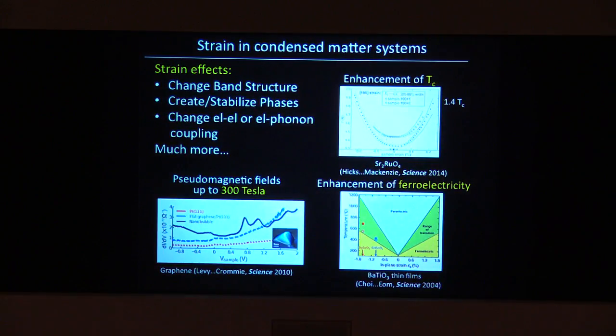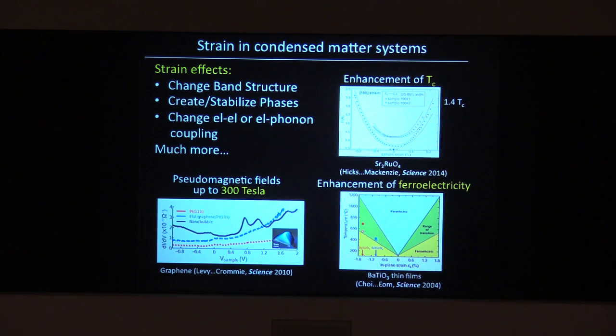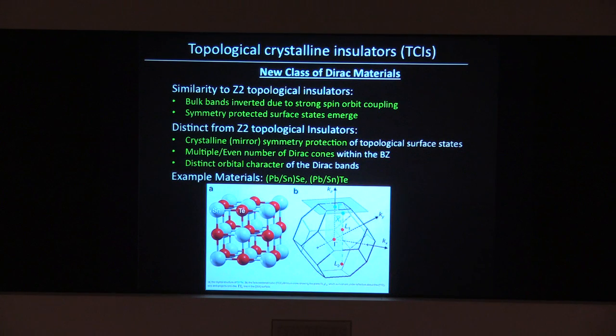Okay. So strain is a very interesting knob in condensed matter systems. Let me just give you a few examples of what strain can do. In strontium ruthenate, for example, this was done by Andy McKinsey's group, you can use strain to enhance the superconducting transition temperature. You can enhance ferroelectricity. You can get pseudomagnetic fields in graphene, huge pseudomagnetic fields due to strain. So strain is a very, very interesting control knob.